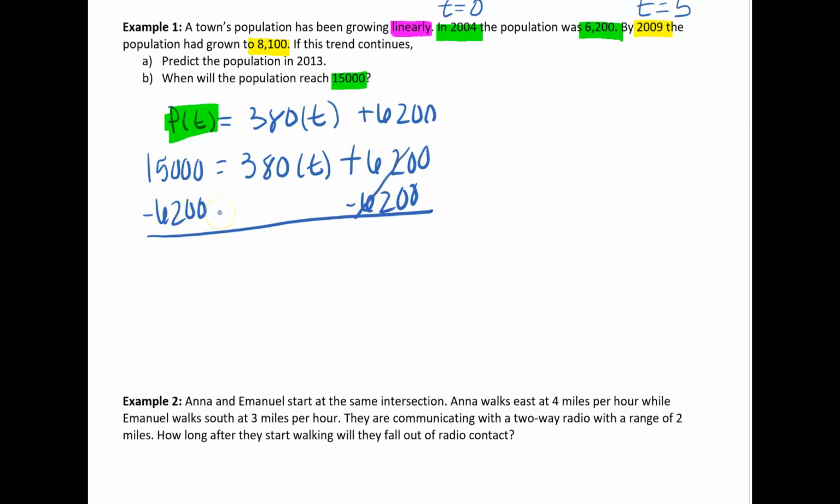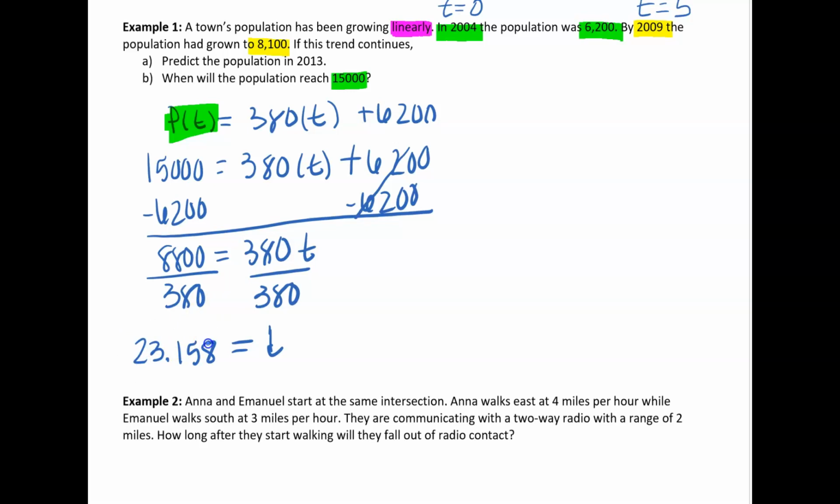And so 15,000 minus 6,200 gives me 8,800 equal to 380T, and divide by 380. So T is equal to 8,800 divided by 380, and that gives me 23.158. So roughly 23 years later, we'll be able to reach the population of 15,000.